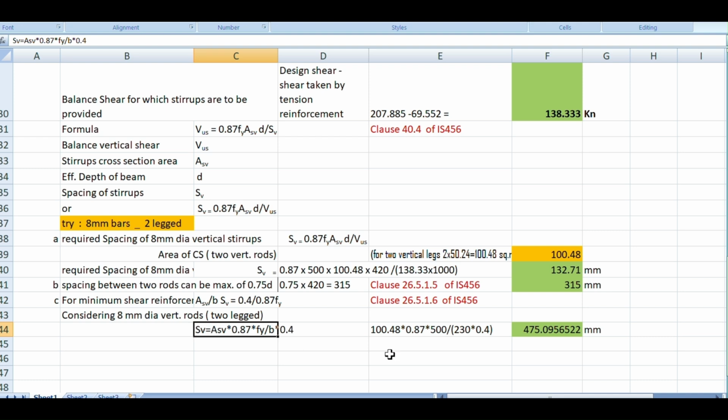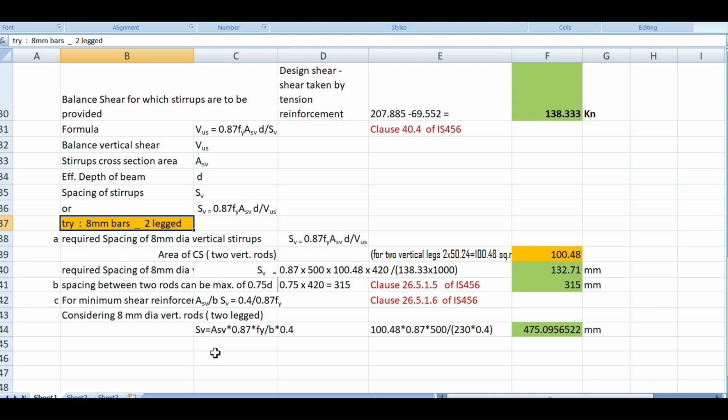On substituting these values, the star means multiplication. On simplifying, the spacing comes as 475.09 mm. So the spacing should be either this one, this one, or this one. Among these, the minimum spacing should be provided. So 132.71 mm is the minimum spacing required if we provide 8 mm rods.